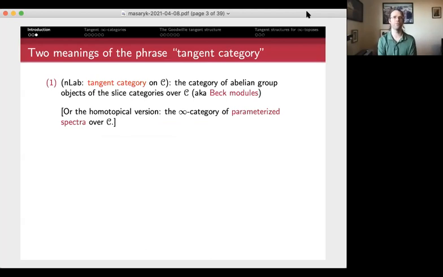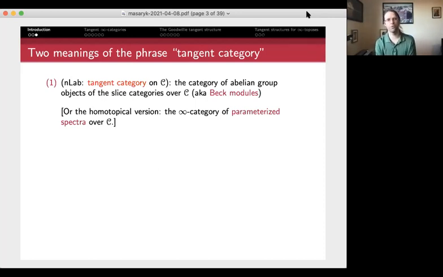So let me try to explain one version of the motivation. You could think of it as trying to understand and connect two meanings of the phrase tangent category. If you go on the nLab and read about tangent category, there are two meanings described there, given slightly different names. The meaning of tangent category on the nLab is the following: it's the category of abelian group objects in the slice categories over C, which are also called Beck modules, I think.